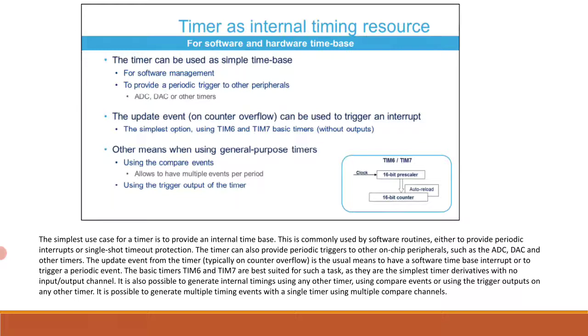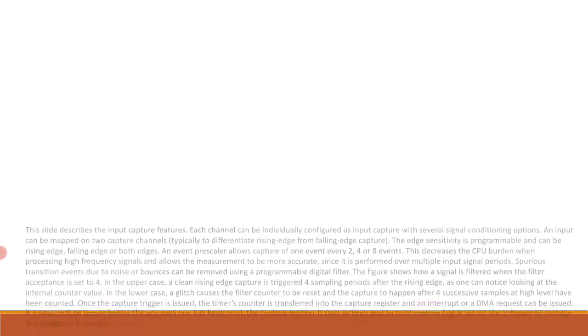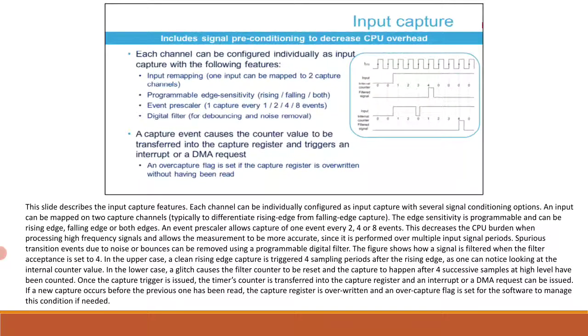So let's look at input capture. The upcoming slide will describe the input capture features. Each channel can be individually configured as input capture with several signal conditioning options. An input can be mapped on two capture channels, typically to differentiate rising edge from falling edge capture. The edge sensitivity is programmable and can be rising edge, falling edge or both edges. An event prescaler allows capture of one event every 2, 4 or 8 events.